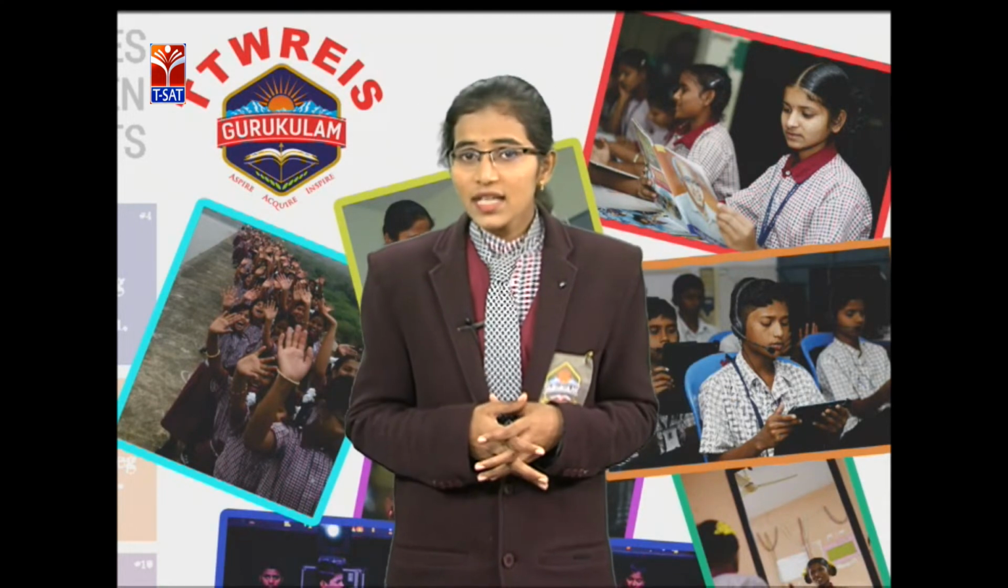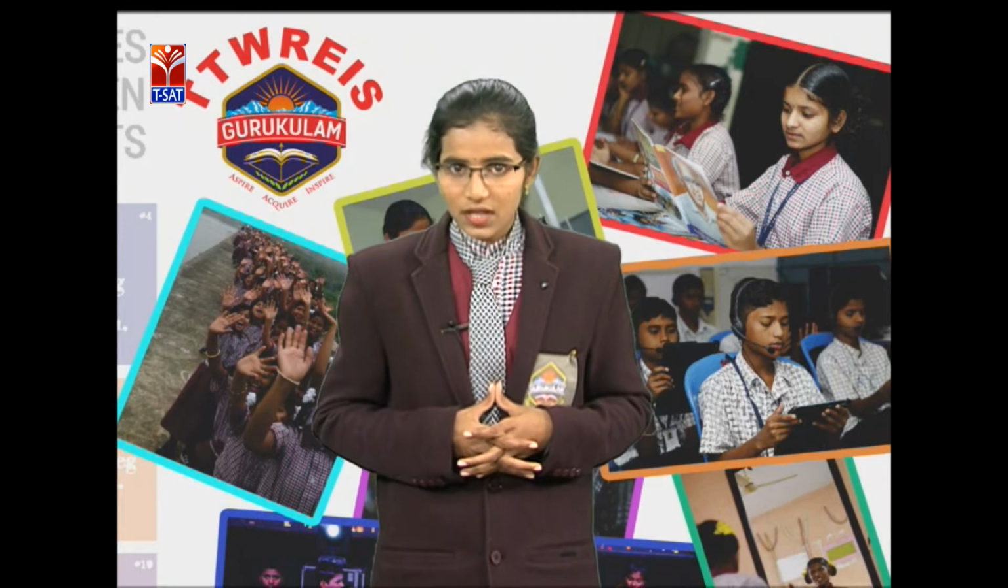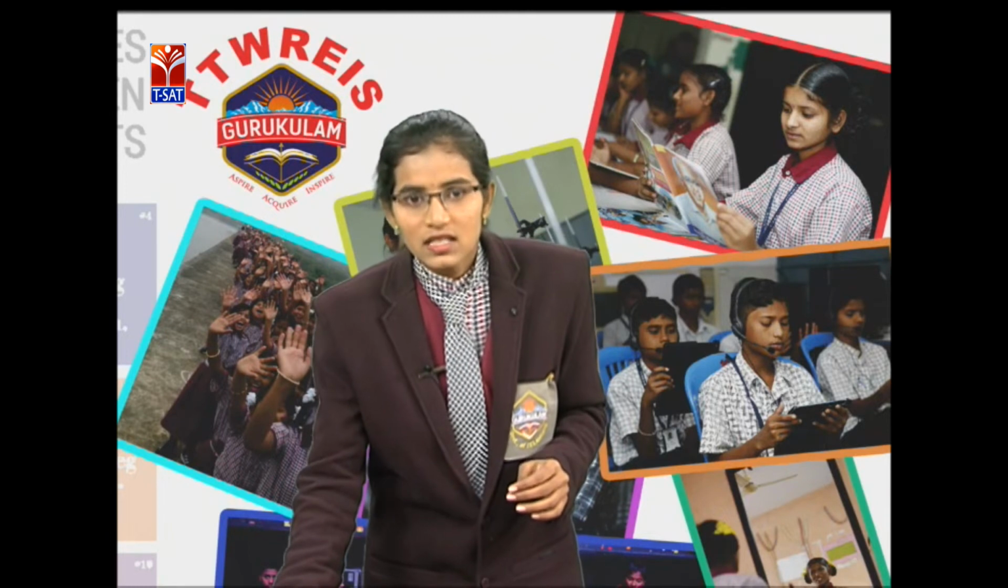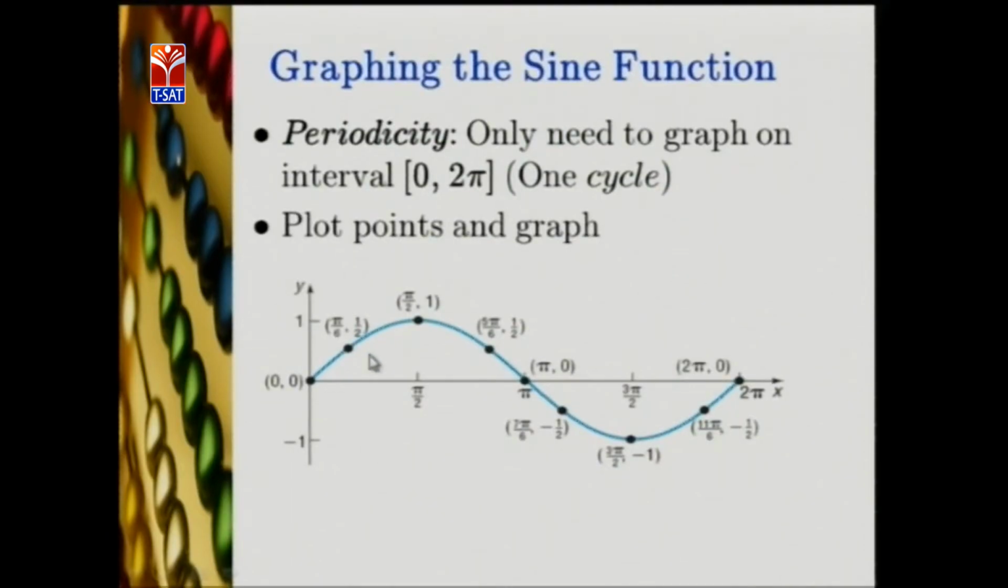Coming to the domain of the sine function: all real values. How can we say that all real values are the domain of the sine function? I will give you the explanation. Here we are seeing points such as (0, 0) and (pi by 6, 1 by 2) and so on. By increasing these values we can get the points in the graph. These points indicate one oscillation, so the period of the sine function is 2 pi. It means one oscillation is completed between 0 and 2 pi, and the periodicity of this graph is 0 to 2 pi.